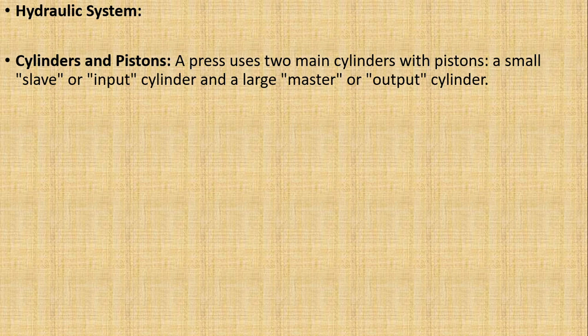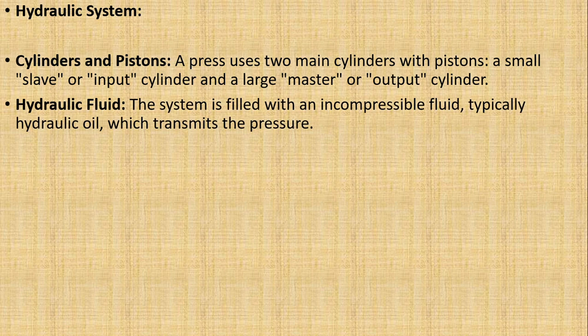Cylinder and piston. A press uses two main cylinders with pistons, a small sleeve or input cylinder and a large master or output cylinder. Hydraulic fluid. The system is filled with an incompressible fluid, typically hydraulic oil, which transmits the pressure.